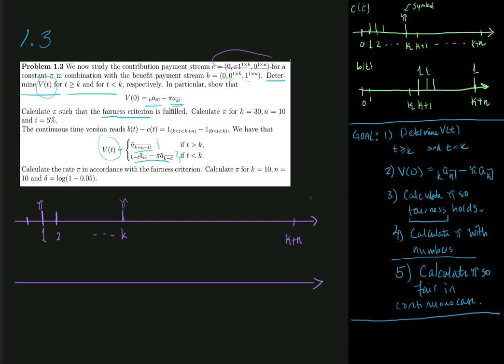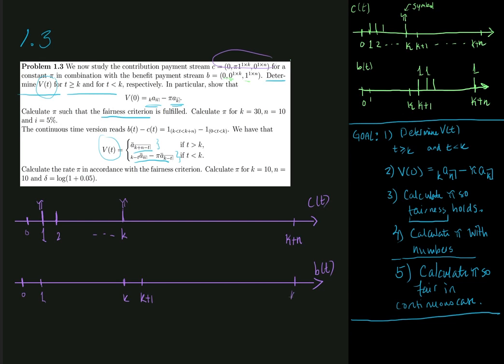Now, this is the contribution payments. How about the benefit payment stream? Well, the first k years, there are no benefits, and it is during these first k years that the contributions are paid. And after the first k years are over, the benefits are paid out.